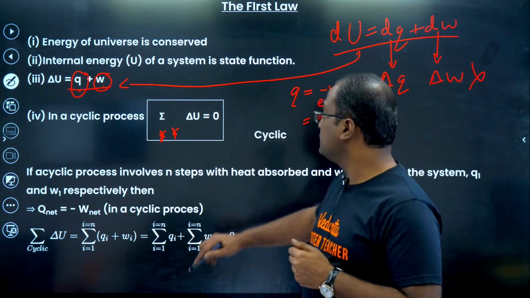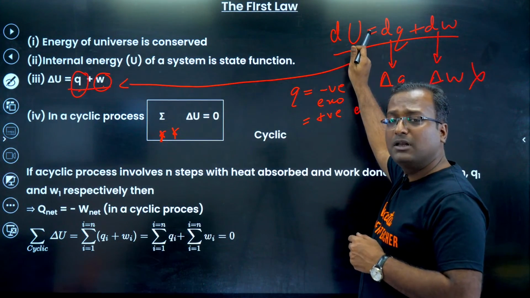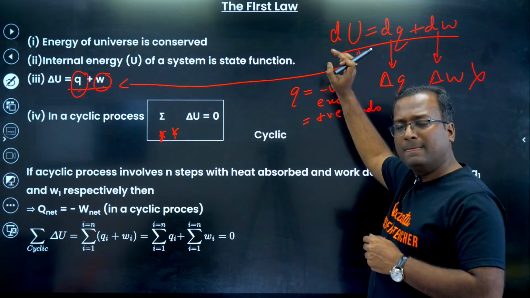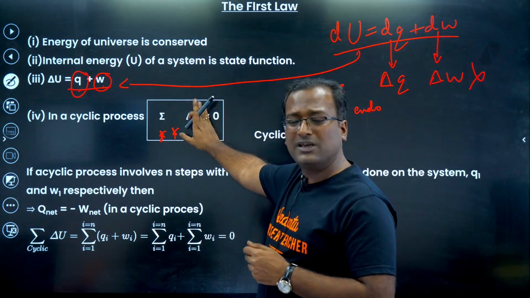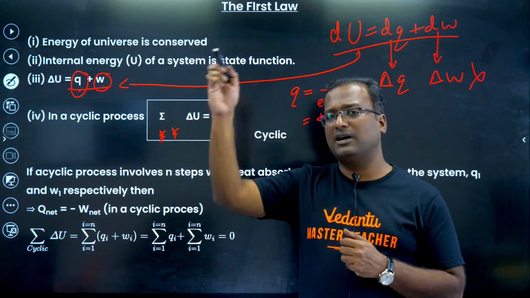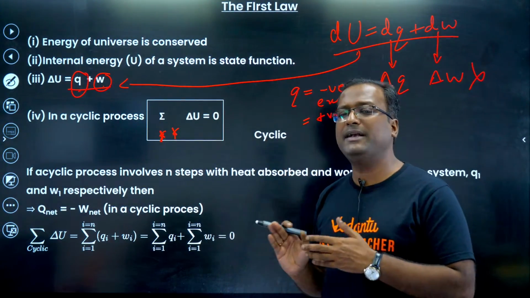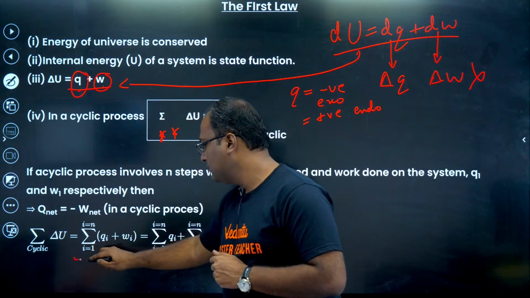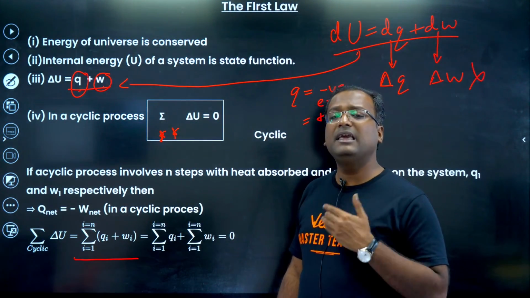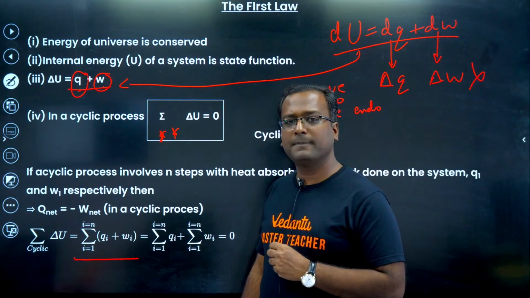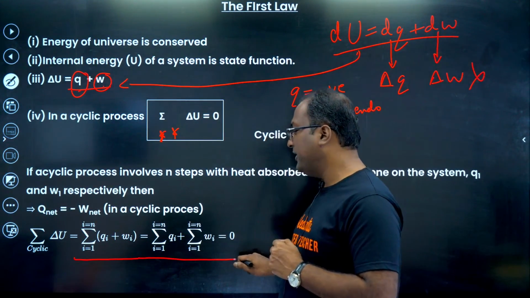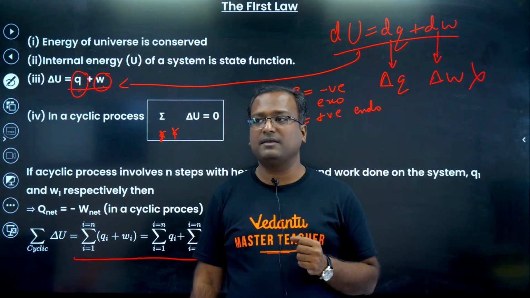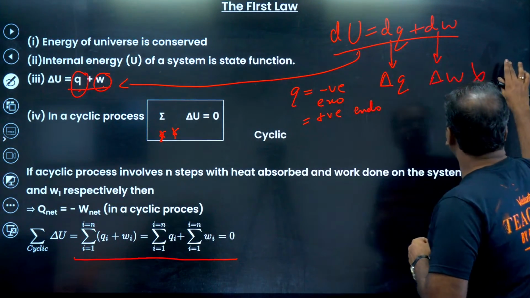The answer essentially comes from the first law, the differential form. We will not go into the derivation right now. While solving cyclic process questions, the change in internal energy when you complete a cycle, when you come back to the same point, is 0. That means the sum of work done plus the sum of heat exchanged is equal to 0. So this is a very, very important point for questions on cyclic processes, which we end up missing. Okay, next point.